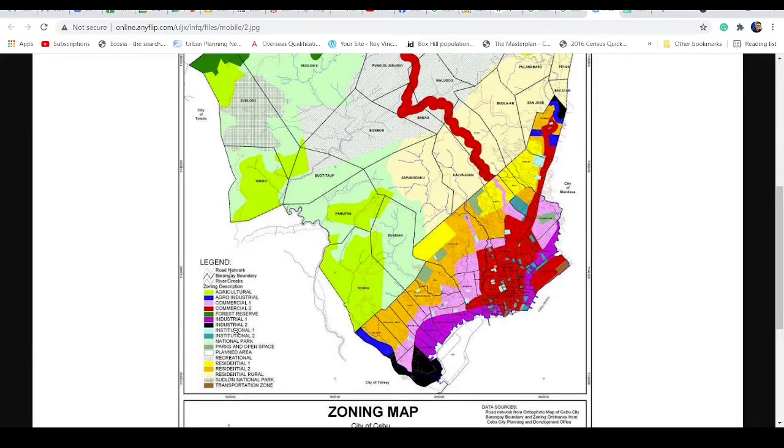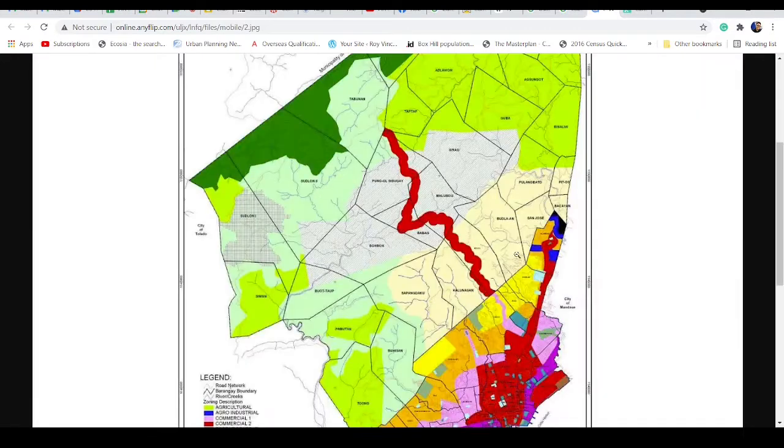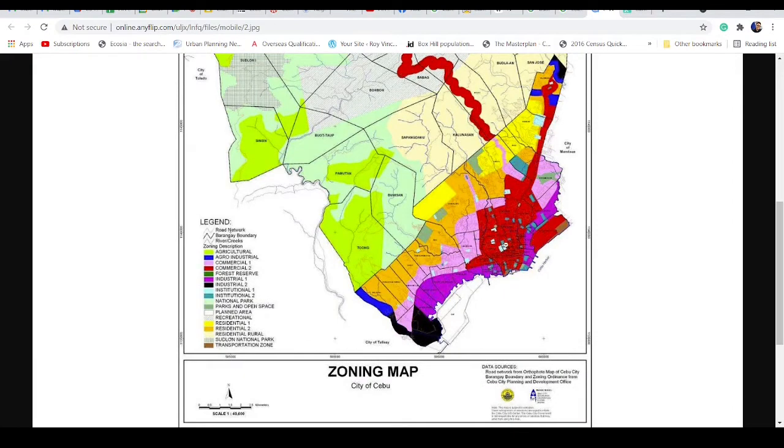Institutional usually comes in the sky blue colors. These are our schools and hospitals. You can see this light blue here, where my mouse is. That should be San Carlos, the Talamban area. And over here near the Fuentes Circle, that should be the Chong Hua Hospital and the different other schools and hospitals around here. And then you have national parks over here. This is where Barangay San Roque and Barangay Santo Niño are, where the Basilica and Plaza Independencia are.